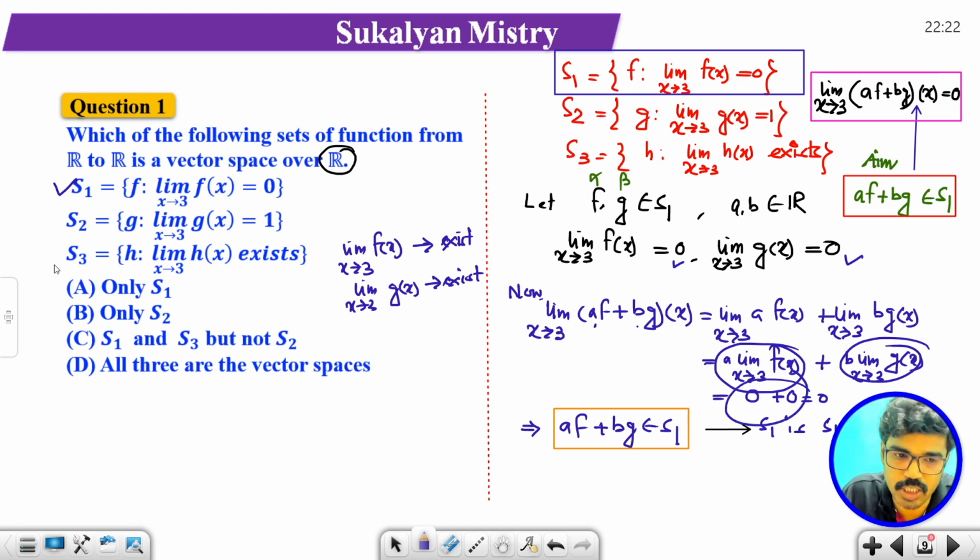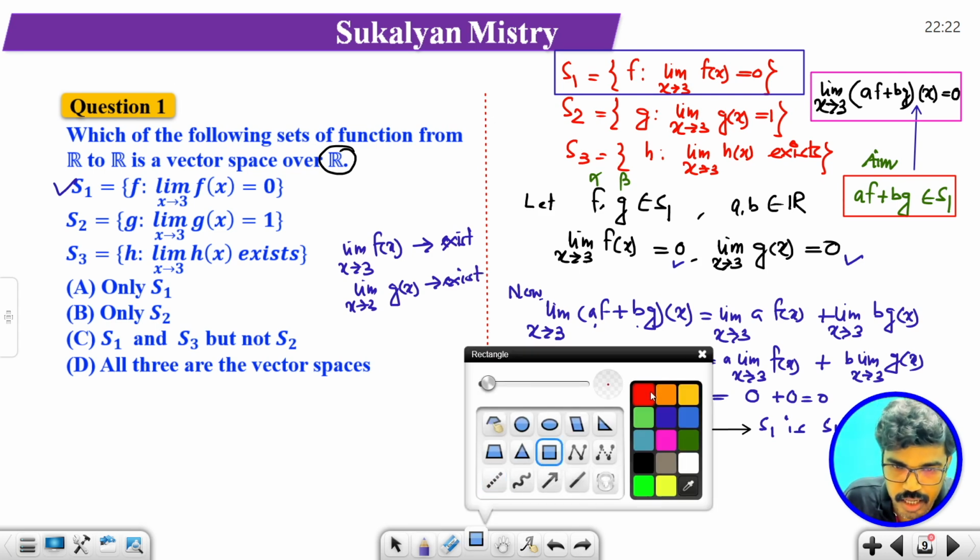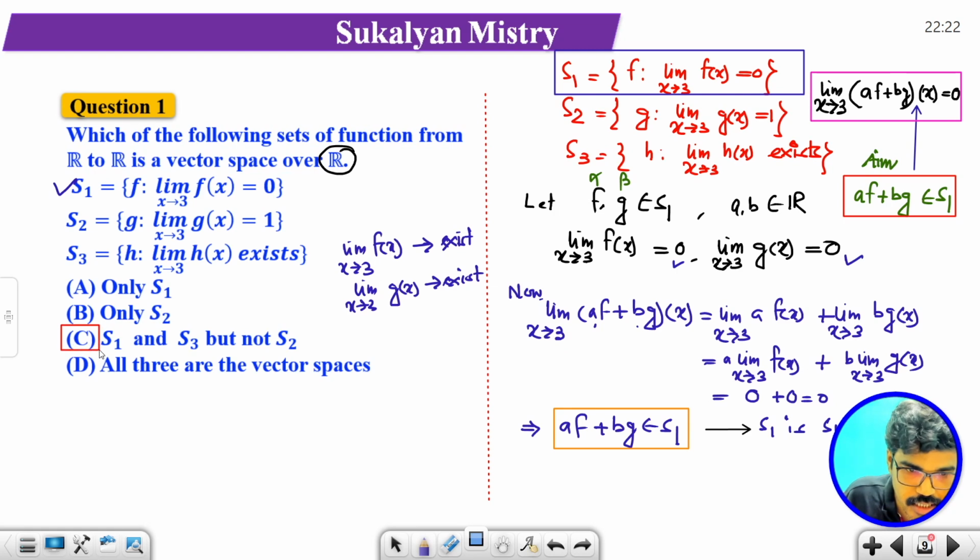So when you take a·f plus b·g, that limit exists, so that means it ultimately exists, so that is a subspace. So S1 and S3 are subspaces, but S2 is not a subspace. S1 and S3 will form a vector space, but S2 is not a vector space, okay? So which option is correct? Option C is the correct answer, okay?